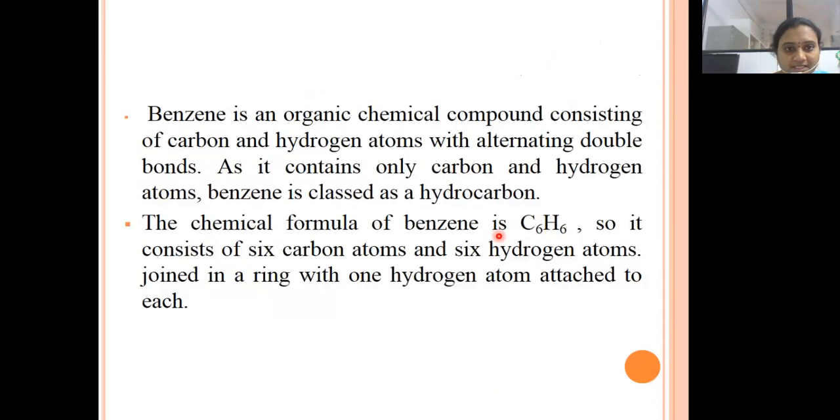Benzene is an organic chemical compound consisting of carbon and hydrogen atoms with alternating double bonds. As it contains only carbon and hydrogen atoms, benzene is classified as a hydrocarbon. The chemical formula of benzene is C6H6. It consists of 6 carbons and 6 hydrogens, so the ratio of carbon to hydrogen is 1:1. All are joined in a ring with one hydrogen atom attached to each carbon.